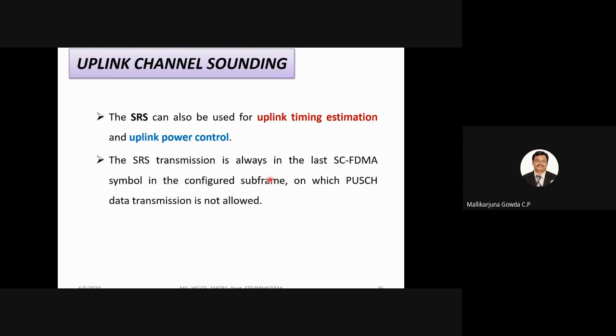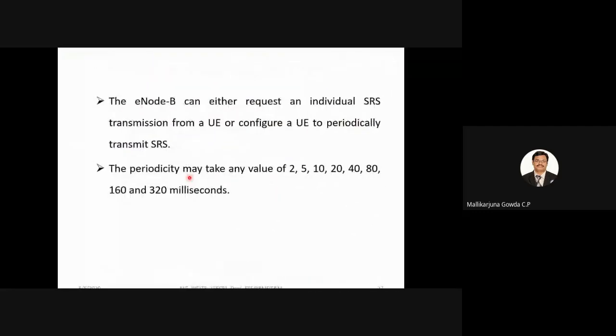So the last SC-FDMA symbol is used for this SRS transmission. And I said the eNB can either request an individual SRS transmission from the user equipment, or it can configure the user equipment to periodically transmit the SRS. The periodicity of the SRS may take any of these values: 2, 5, 10, 20, 40, 80, 160, and 320 milliseconds.